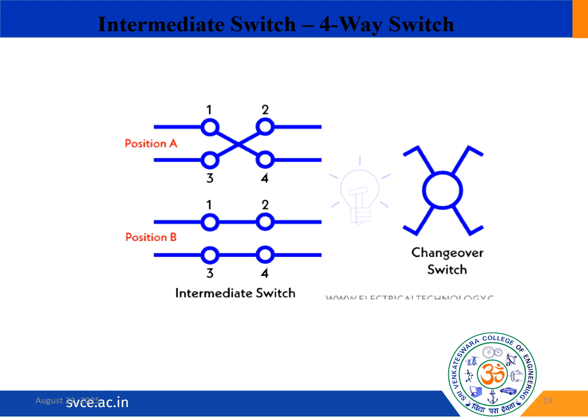At position A we have 1, 2, 3, 4, and at position B we have 1, 2, 3, 4. So these are called intermediate switches. And at the right hand side we have the changeover switch. So this is the exact representation of a changeover switch. An intermediate switch is commonly referred to as a four-way switch in the US, and it is designed to enable control of a single electrical load, for example, a light bulb, from multiple locations.